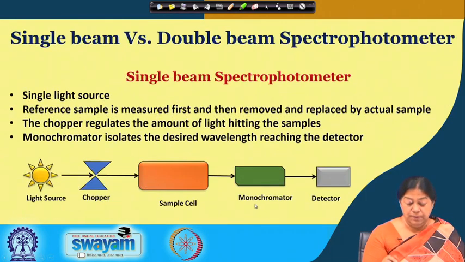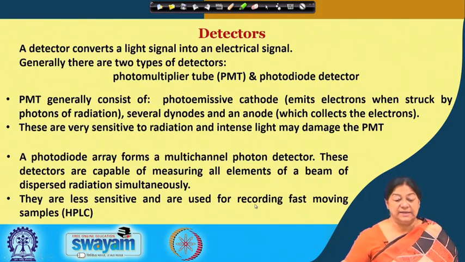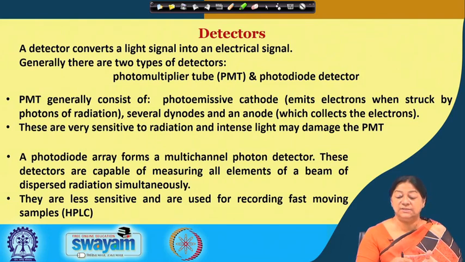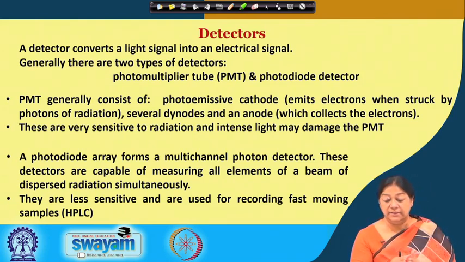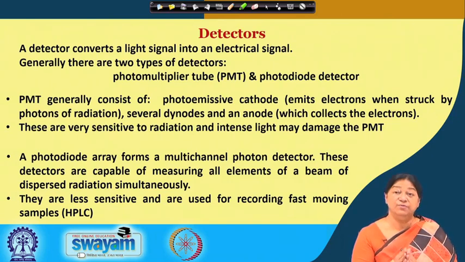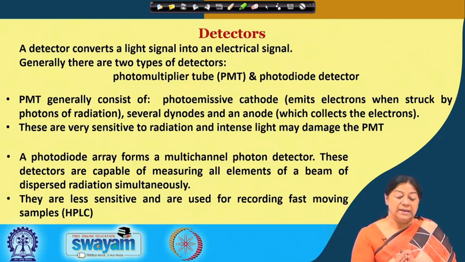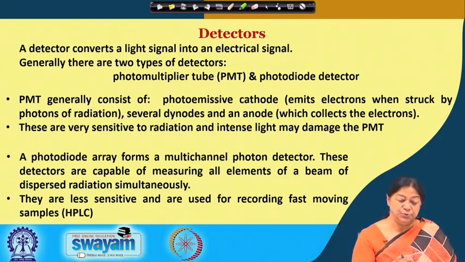When we consider now what we mean by a detector, it converts a light signal into an electrical signal, and we have two types of detectors. We have a photoemissive cathode that emits electrons when it is struck by the photons of radiation, and an anode collects the electrons. These are extremely sensitive to the radiation, and intense light may damage the photomultiplier tube.